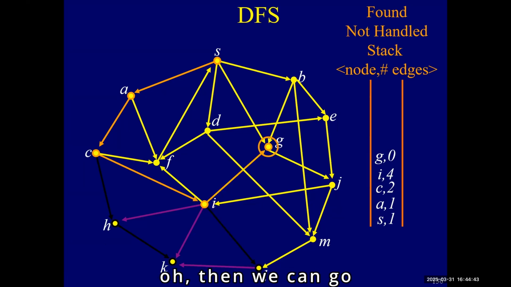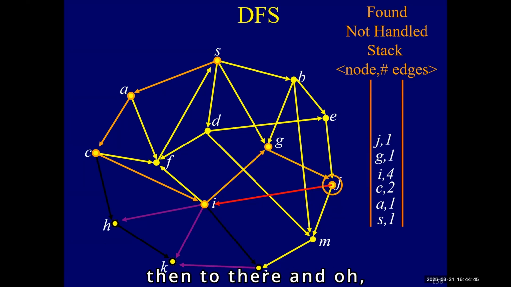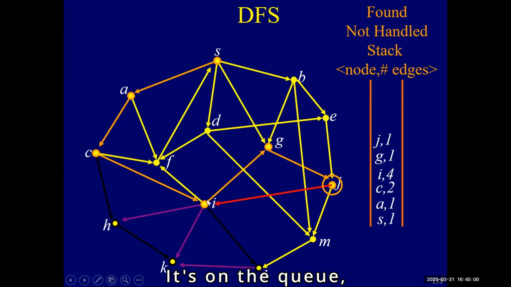And then we can go up to there and then to there, and now this one's red. What's special about this one? It's partially handled. It's in the stack already. So if it's in the stack, we're going to call it a back edge because it's kind of going up the tree.